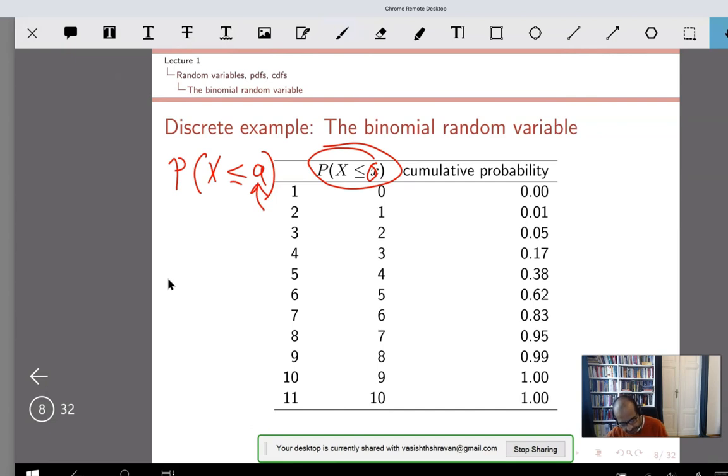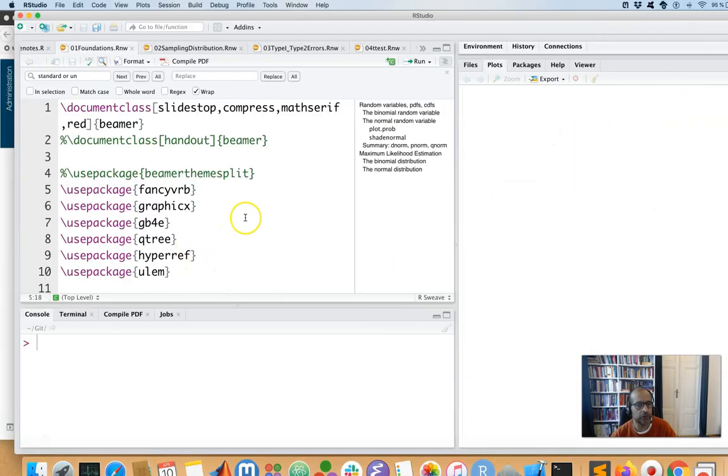Anyway, on this last column here, you're seeing the cumulative probability of observing 0 or less heads, 1 or less heads, 2 or less heads, and so on. In fact, this computation is not exactly correct because it's rounded to 2 digits. Let me now do this by hand to show you what the actual number will be.